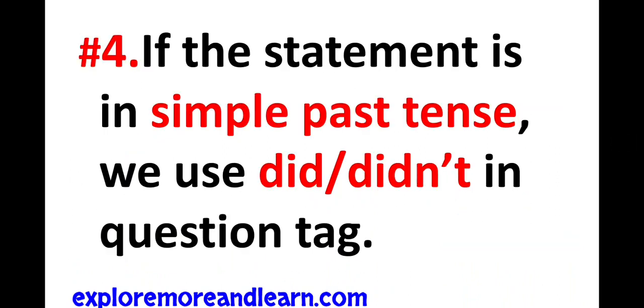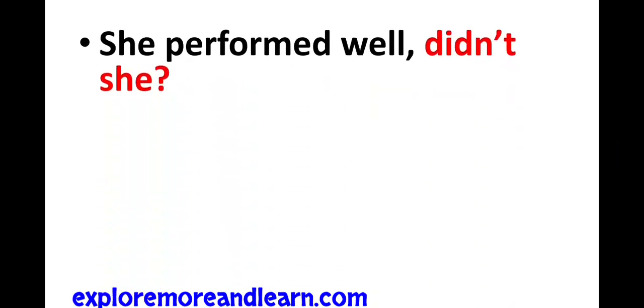Now rule number 4, if the statement is in simple past tense, we use did or didn't in a question tag. So it depends on the statement whether it is positive or negative. So we'll use did or didn't if the statement is in simple past tense. Let's check out the examples. She performed well, didn't she? So here you see the statement is in positive form. So she performed well, didn't she?